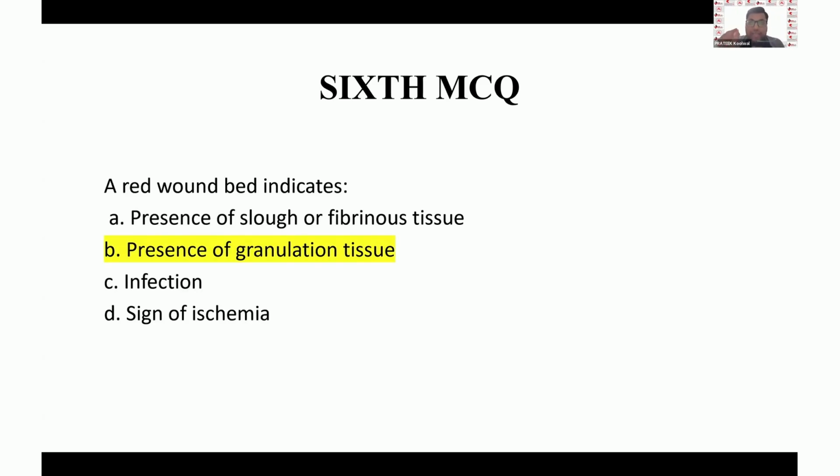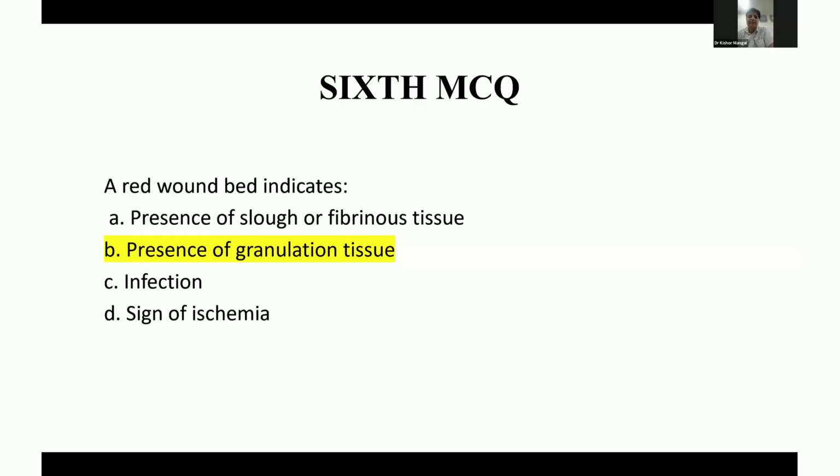Because as we have seen, the granulation part is always red. Ischemia is when there is less perfusion to the tissue, and it will never be red; it will always be blackish. Infection can be black, or there can be a slough area, and slough or fibrous tissue is the infection part. The presence of granulation is the healing part, towards the edges of the wound. This is the red wound bed, which indicates that.